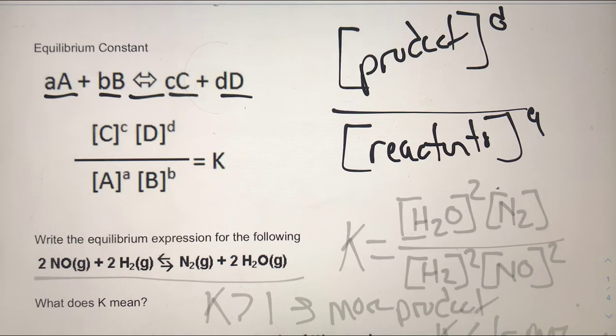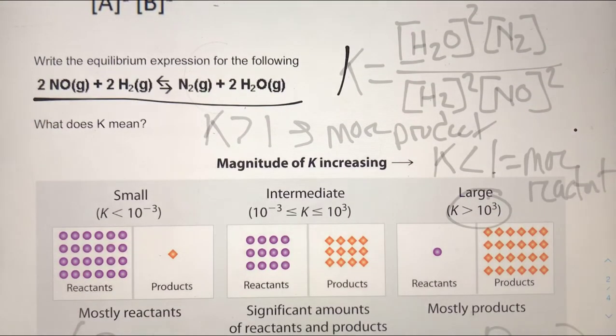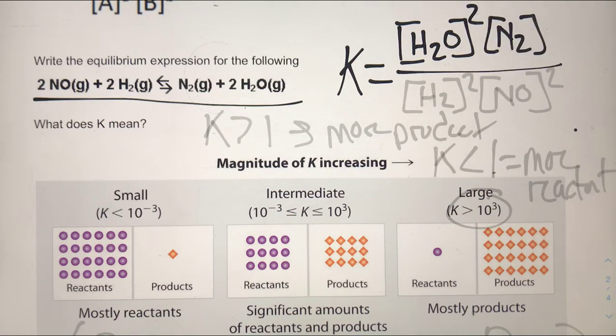So we can write equilibrium expressions relatively easily. Let's write the equilibrium expression for the following. You've got all this information. And remember, it's just product over reactant. So we're going to say K, and we're going to put our concentration of our product over reactant.